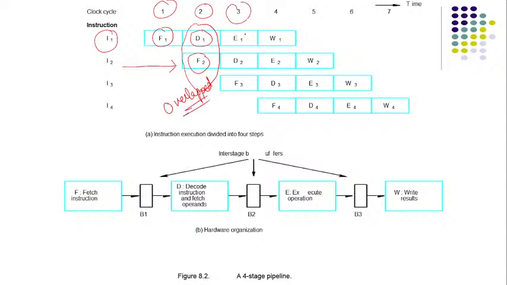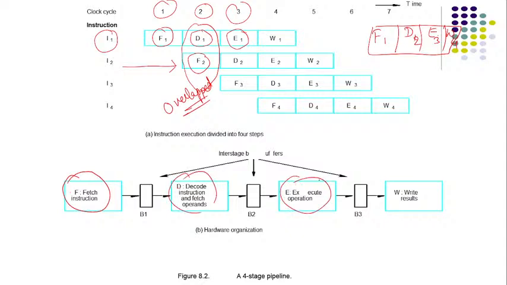During the third clock cycle, the first instruction is in the execution stage, meaning the third stage. See here, F1 means first stage, decode means second stage, execution means third stage, and write result means fourth stage. There are four stages in the pipeline. Then one instruction is executed. This is the first phase, second phase, third phase, and fourth phase. So don't get confused.